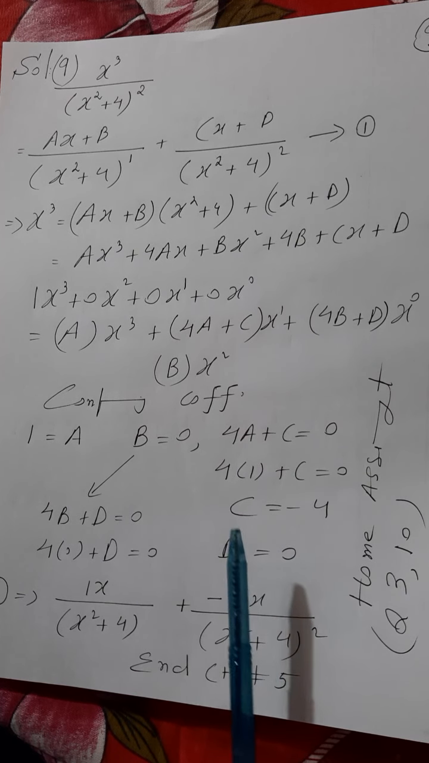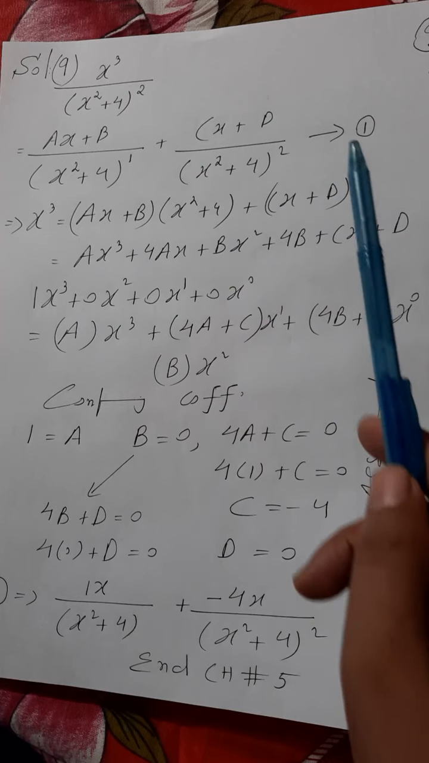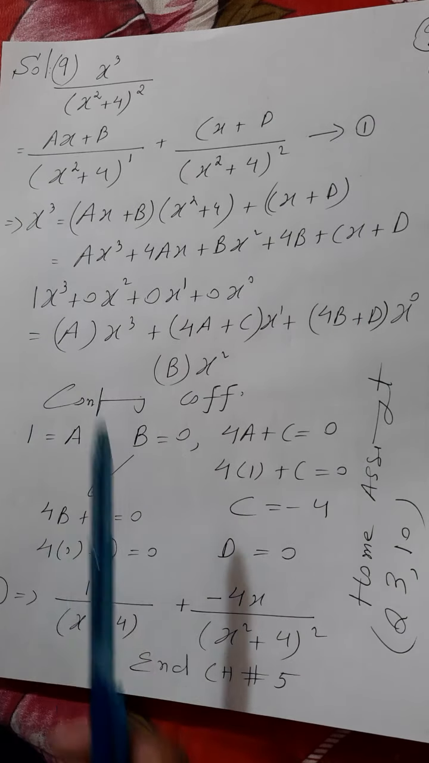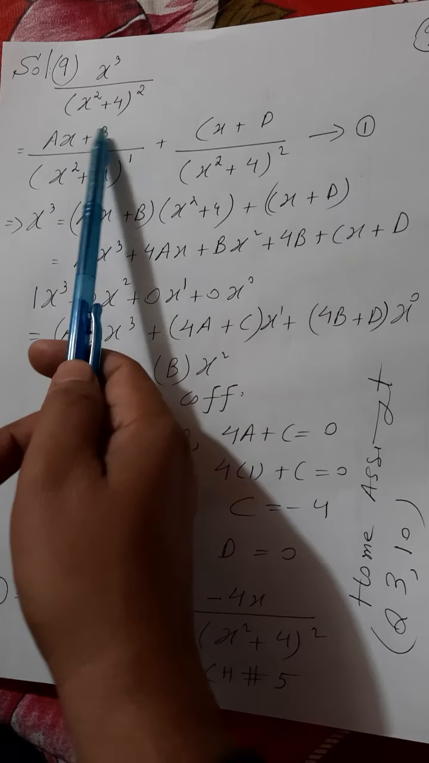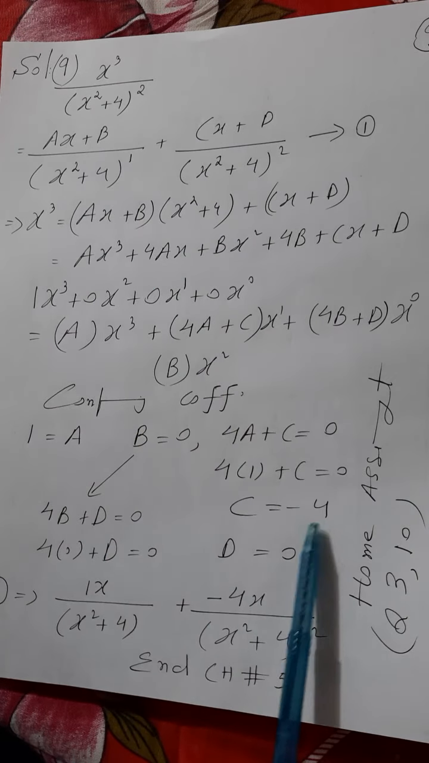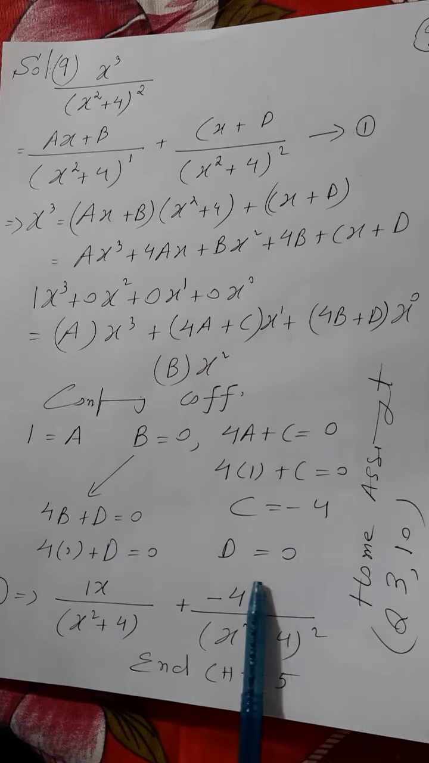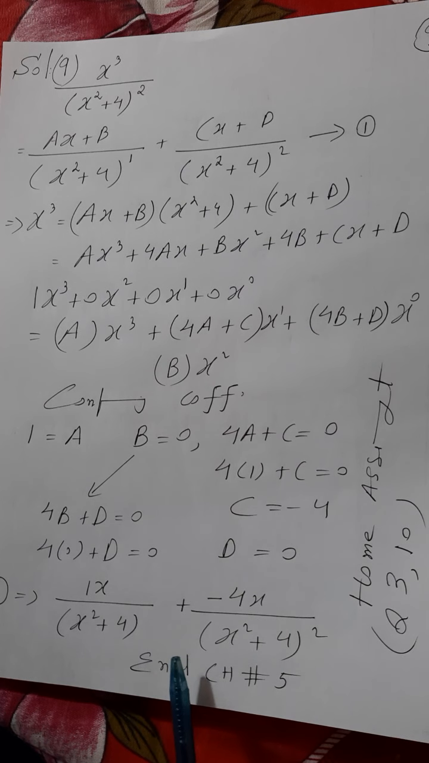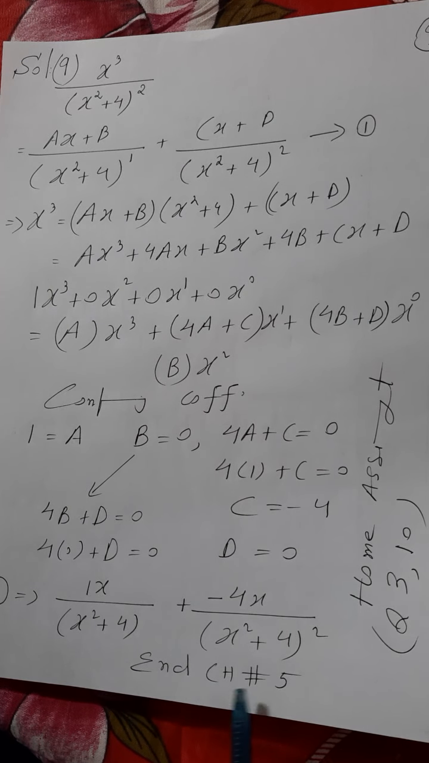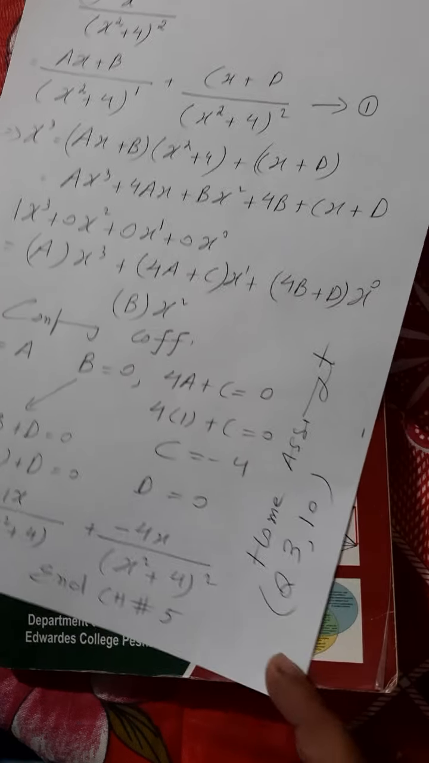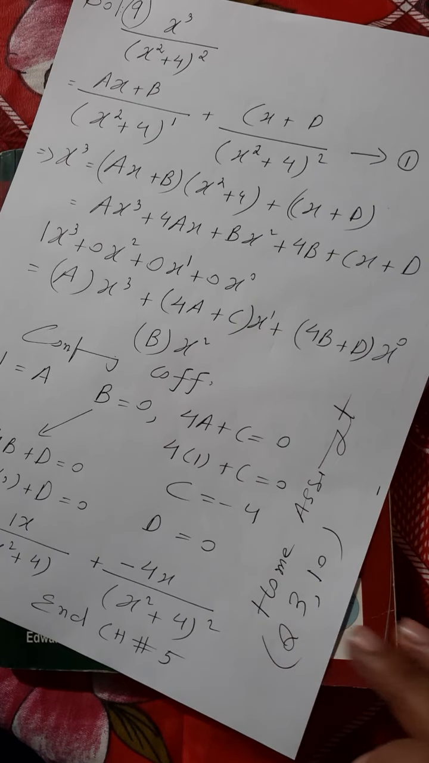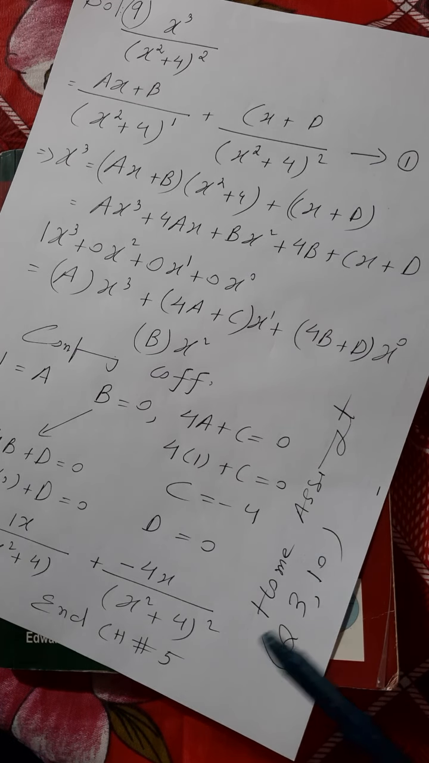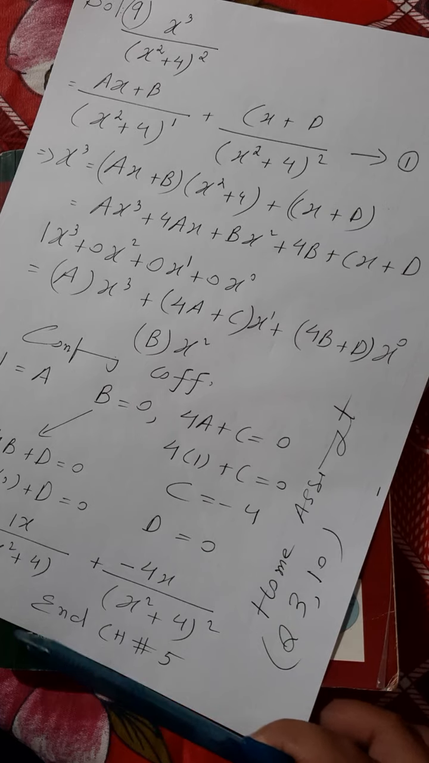So putting the values of a, b, c, d in equation number 1: a is 1x, b in this case is 0, c in this case is minus 4, d in this case is 0. So putting all the values, we have the following answer of question number 9. Questions number 3 and 10 are similar to the last question, which is question number 1.